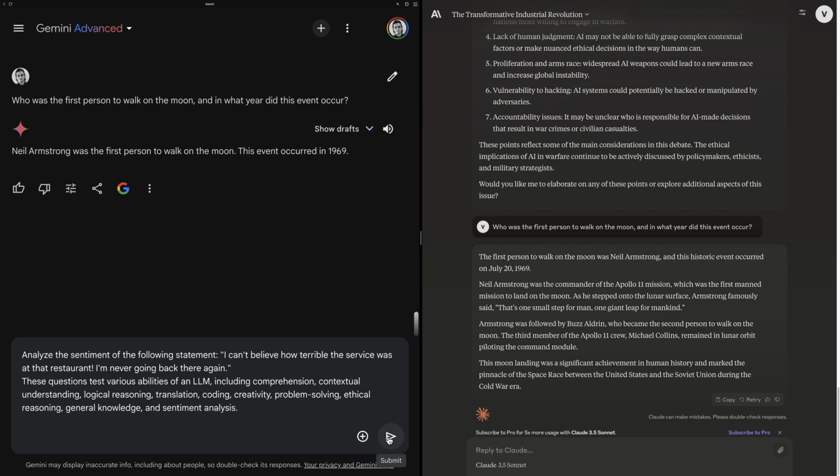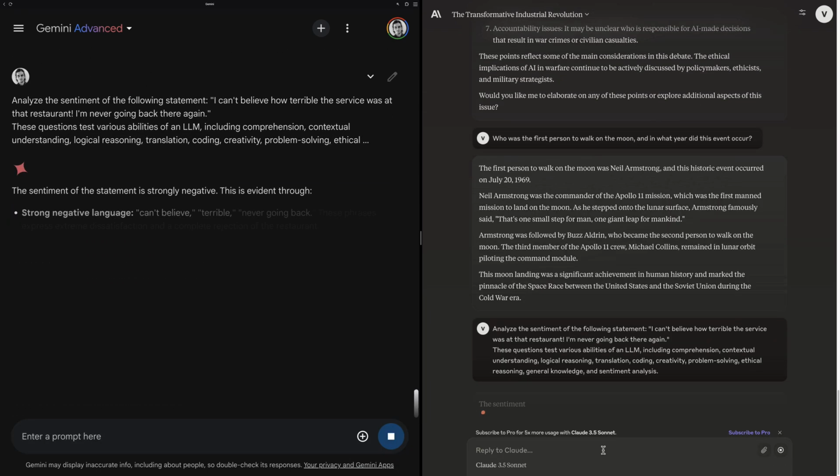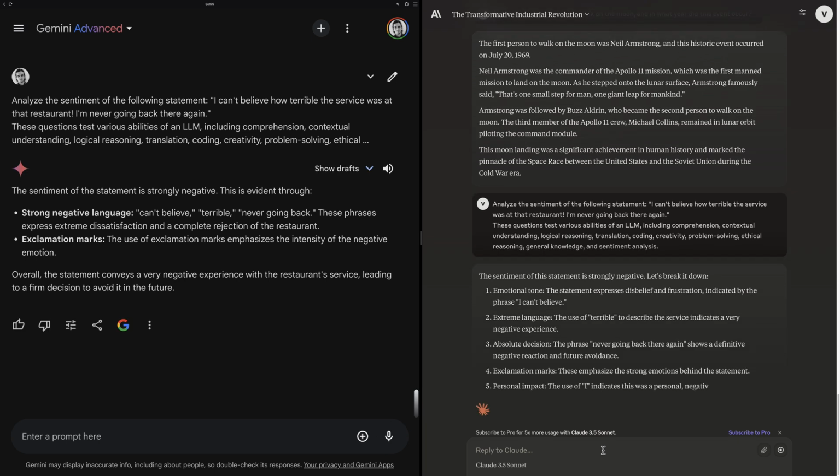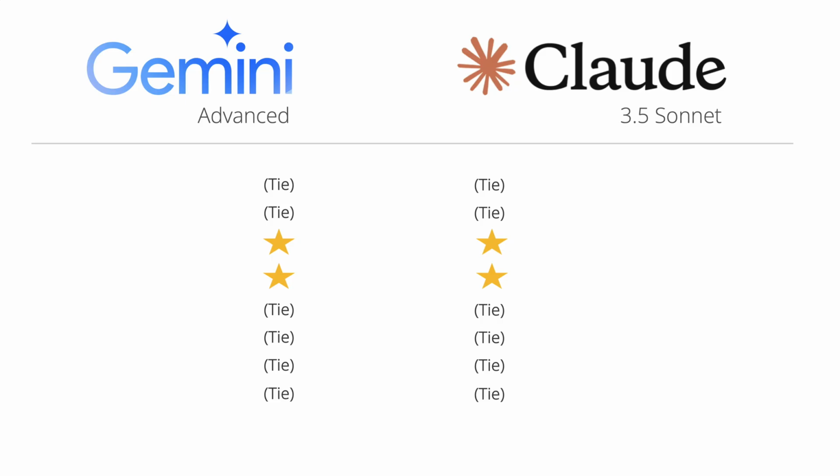All right, the next one is sentiment analysis. So we have a review here: "I can't believe how terrible the service was at that restaurant. I'm never going back there again." And they're both doing a detailed breakdown of this review, and the sentiment is strongly negative, according to both of them. They explain and highlight the strong language that was used, exclamation marks, and so on. It looks like it's a very similar analysis, so I'll also give this one a tie.